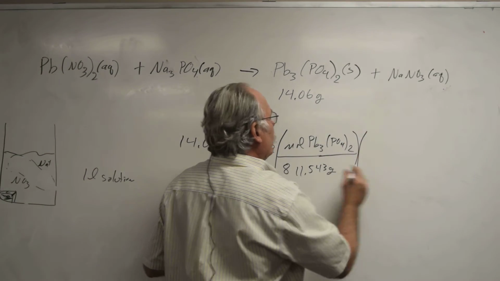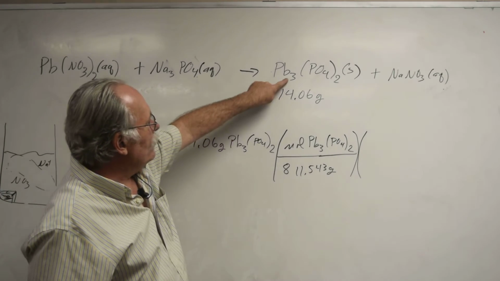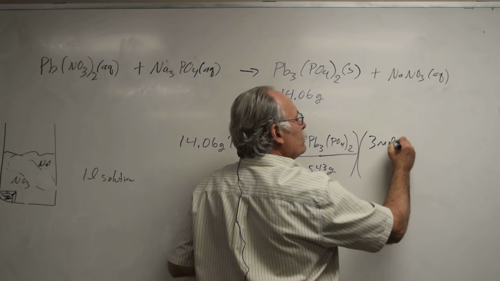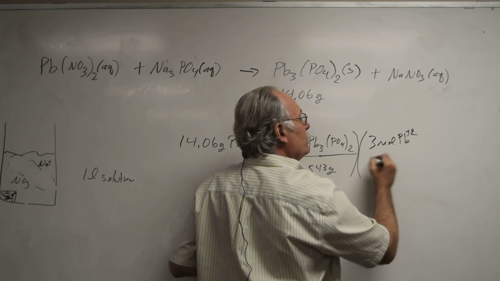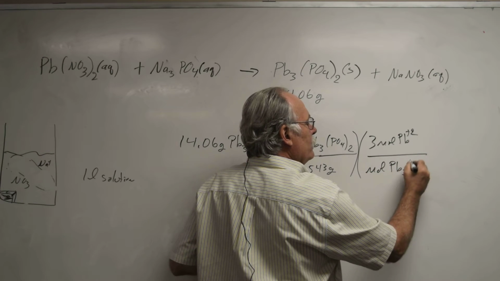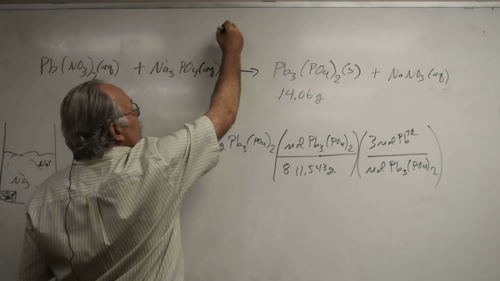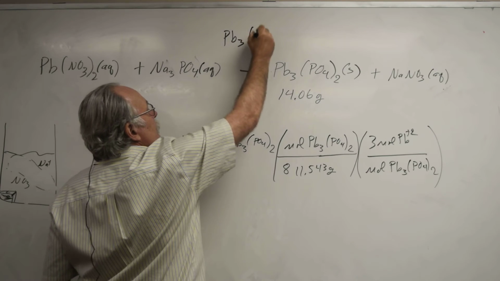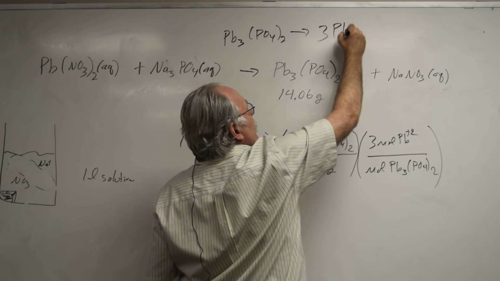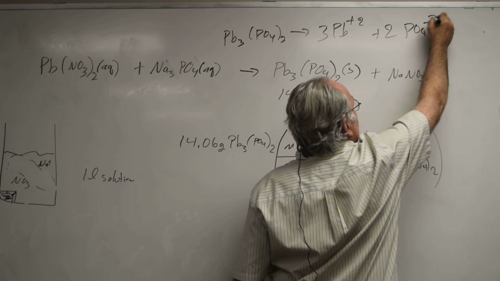And now I know that every mole of Pb3(PO4)2 has 3 moles of lead. So there are 3 moles of Pb 2+ per mole of Pb3(PO4)2. Okay, and I know that because Pb3(PO4)2 breaks up to 3 Pb 2+ plus 2 PO4 3-.